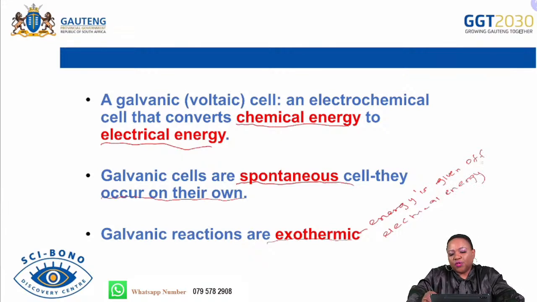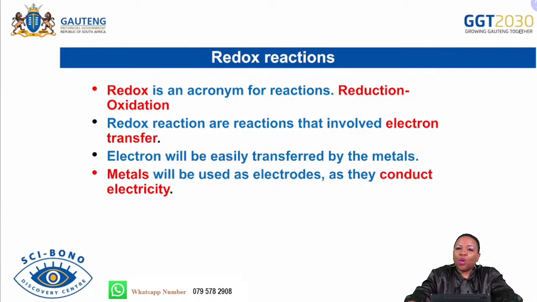So energy is formed during these reactions of galvanic cells. So it is very important to know the definition and to understand that they occur on their own, and also to understand that they give off energy in the form of electrical energy. Now we are going to look at these reactions. These reactions are all about electron transfer. We call them redox reactions. A redox reaction is about taking away electrons and accepting electrons.